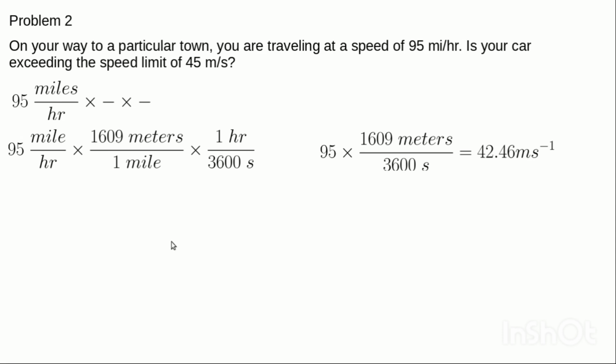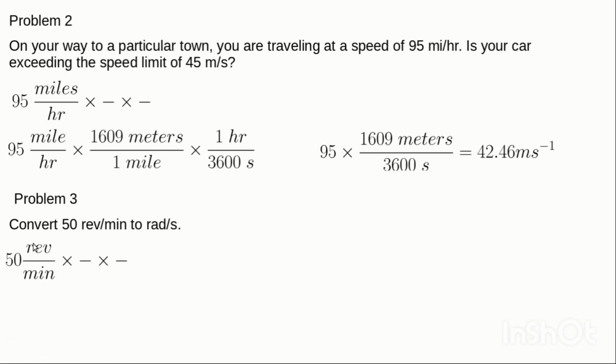So let's look at another problem. So let's take a look at this problem. Convert 50 revolution per minute to rad per second. So for this particular problem, we must know the conversion factor from revolution to rad and minutes to seconds, right? So we start with this, and because we have 2 units, so we have 1 and 2.